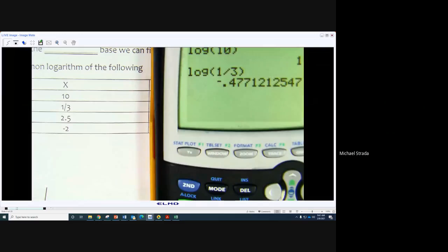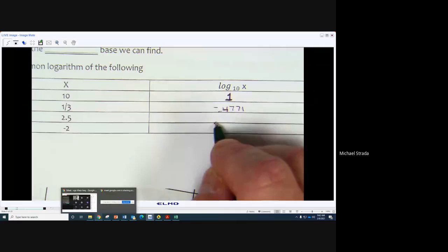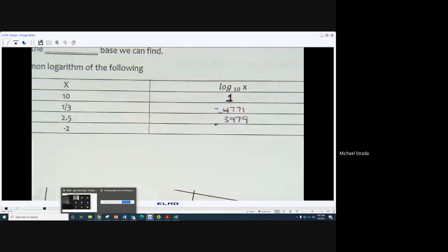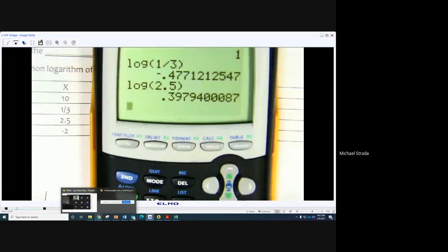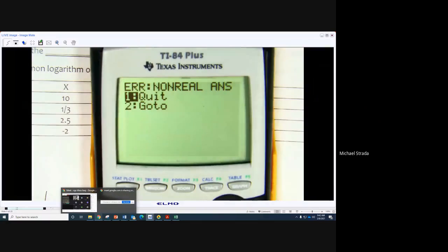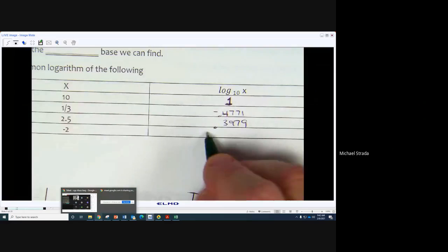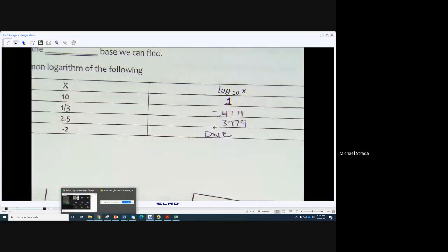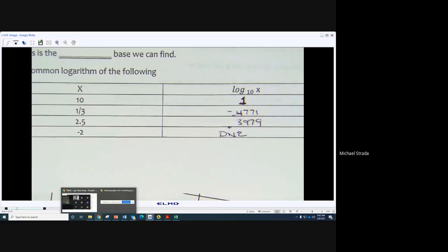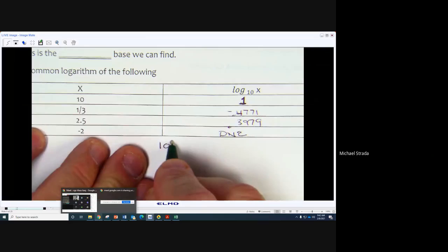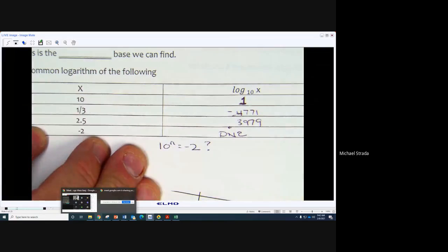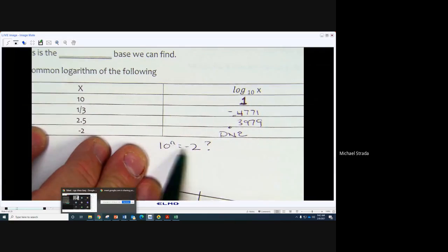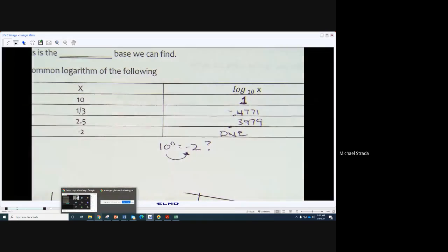Log of a decimal, same idea, 0.3979. And finally, when you do the log of -2, it will give you an error message: non-real answer. The log base 10 of -2 does not exist. That is because 10 to the n equals -2 is what we would be asking ourselves. Since 10 is positive, we cannot raise it to an exponent that gives us a negative.